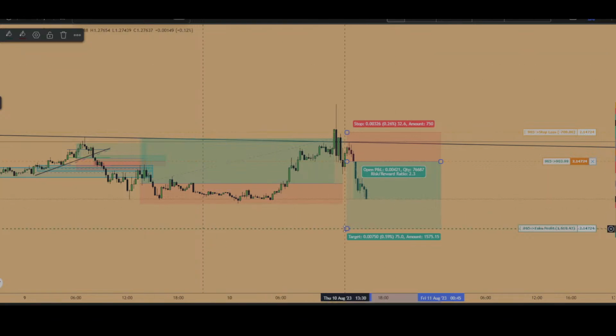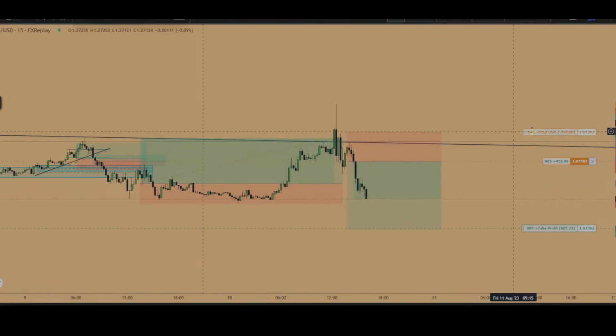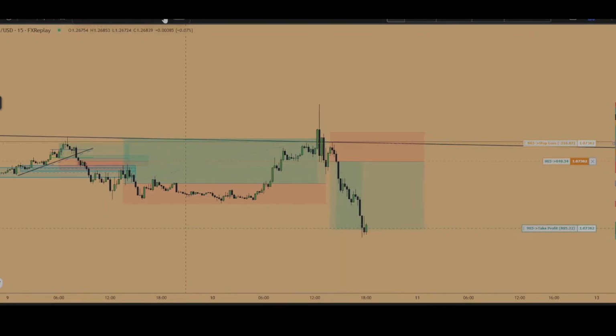Now it's around 1:1.31 RR. So I will take partials from here. I put the stop loss about this. And we hit the trade. Great.